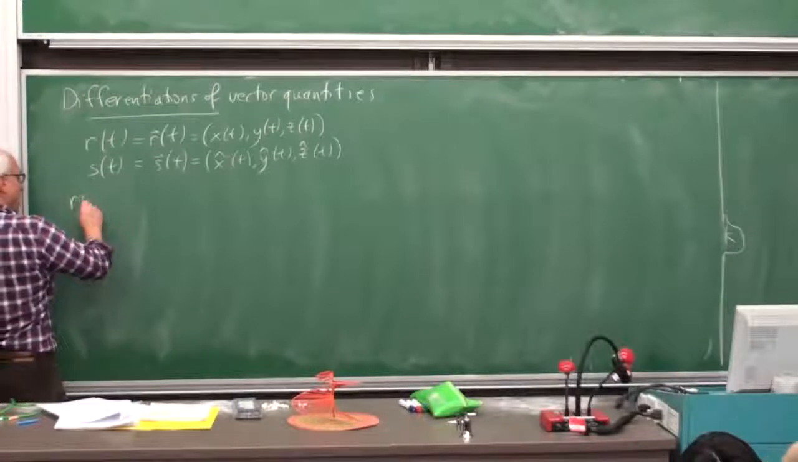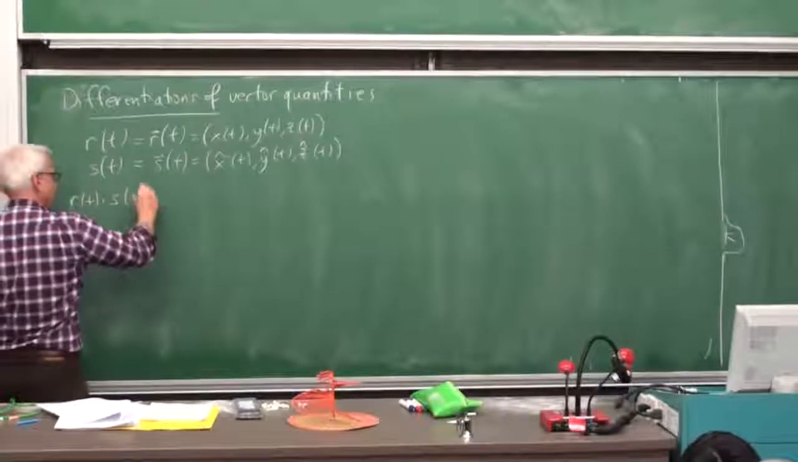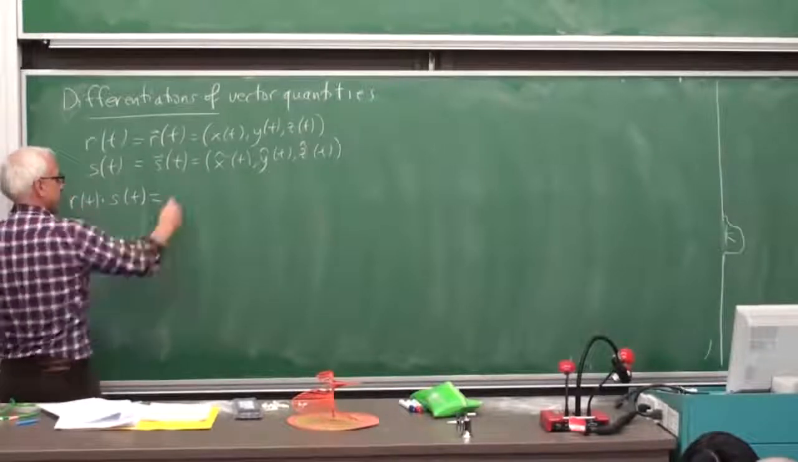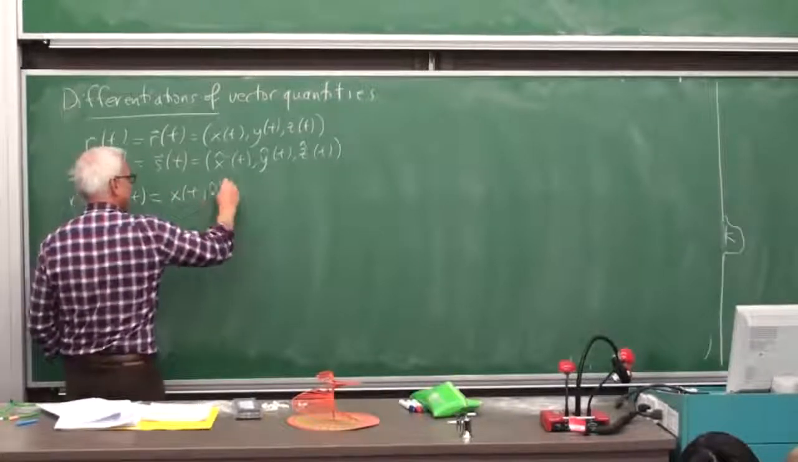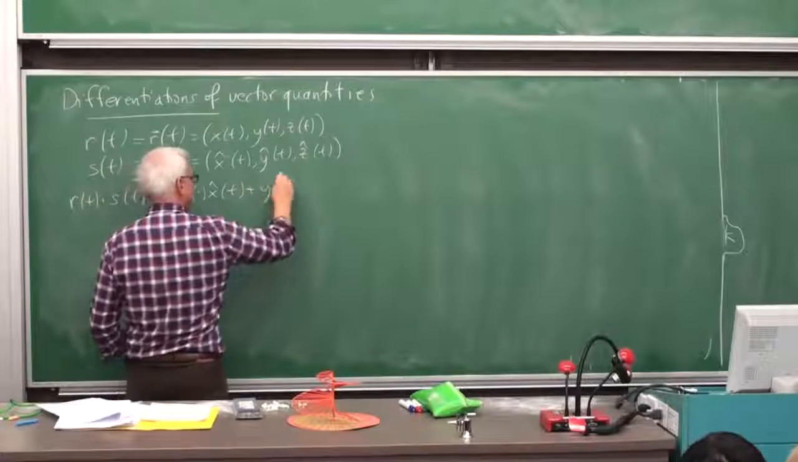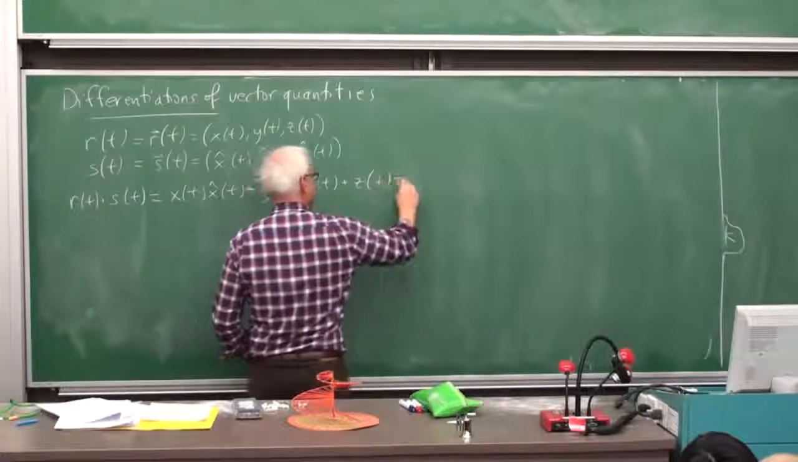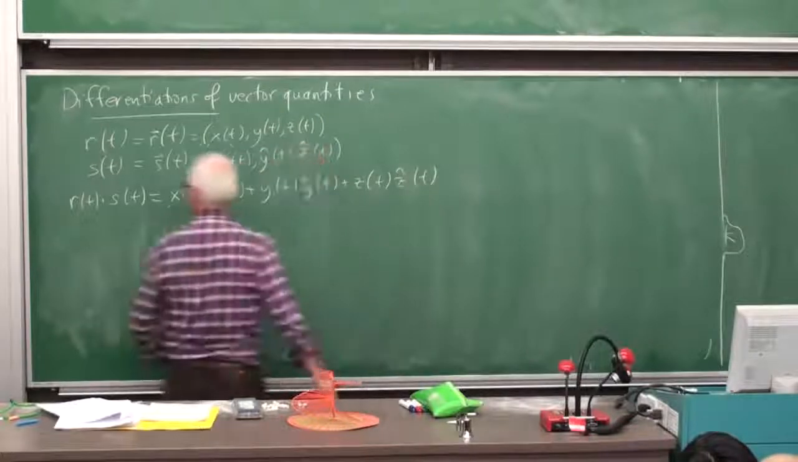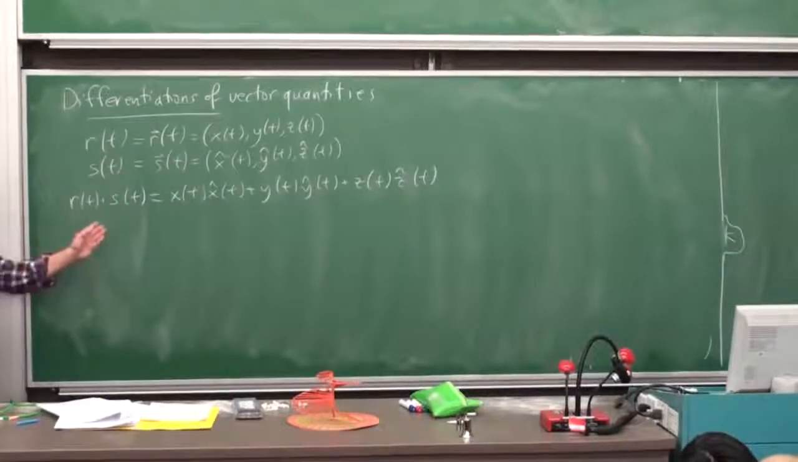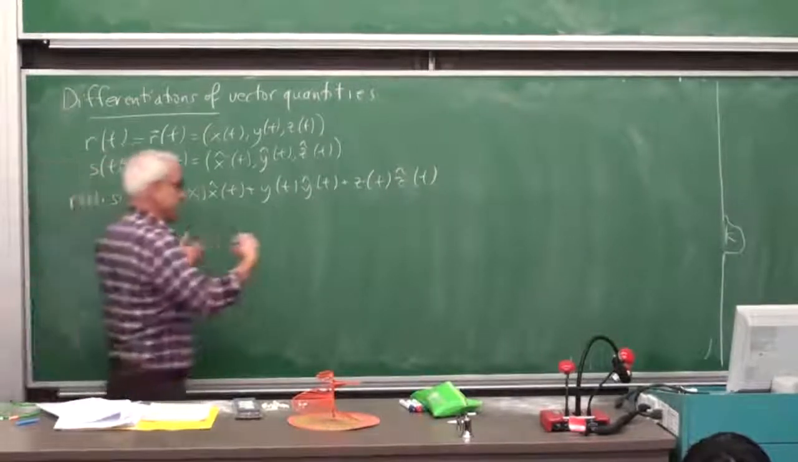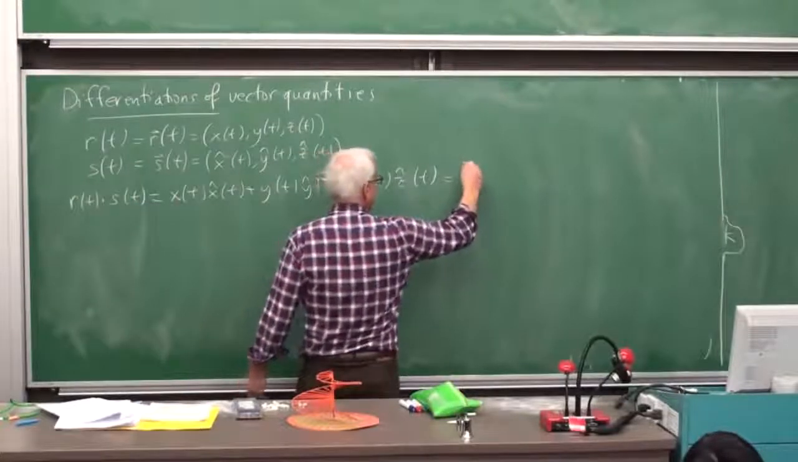So r of t dot s of t is just the obvious thing, x of t, x hat of t, plus y of t, y hat of t, plus z of t, z hat of t. And that's actually a number, which is actually a function of t, because the dot product of the 2 vectors is a number. So that's actually a single valued function of t. Maybe we'll call it f of t.